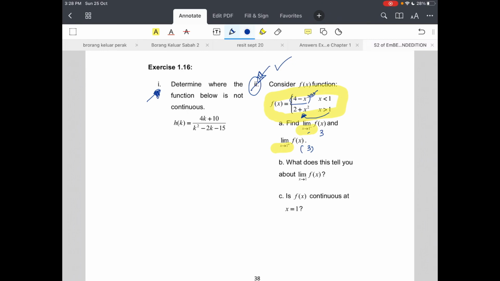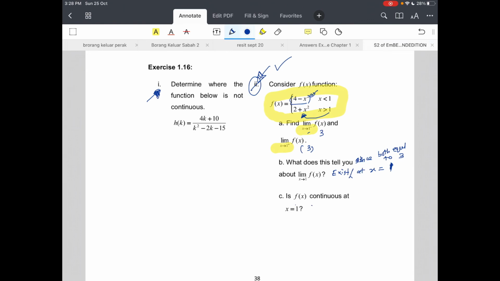Now what does this tell you? You can say that this limit exists at x equals 1, since both equal 3 at x equals 1.